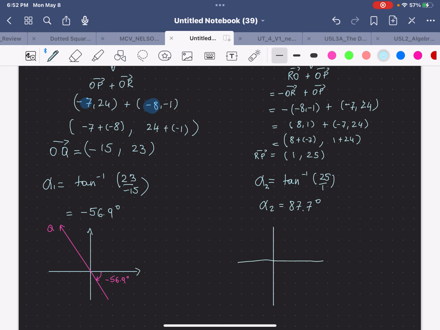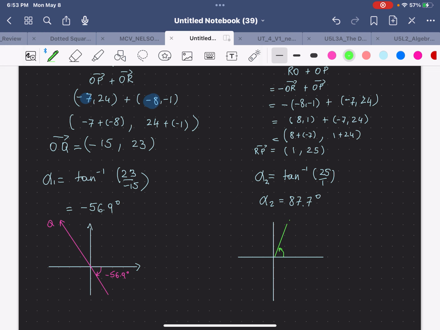So the smallest acute angle, right? And the most immediate smallest acute angle. So 87 would look something like this. It's a positive angle. And as you can see in here, this would be the exact angle as well, because as you can see, RP is located in the first quadrant, right? So this would be the corresponding for RP.